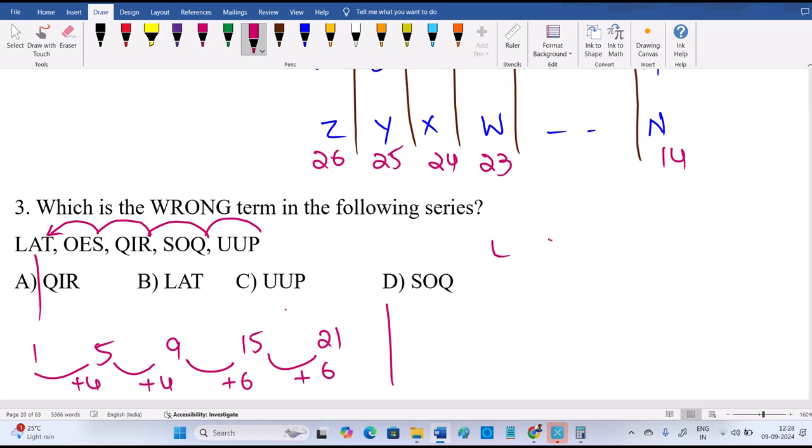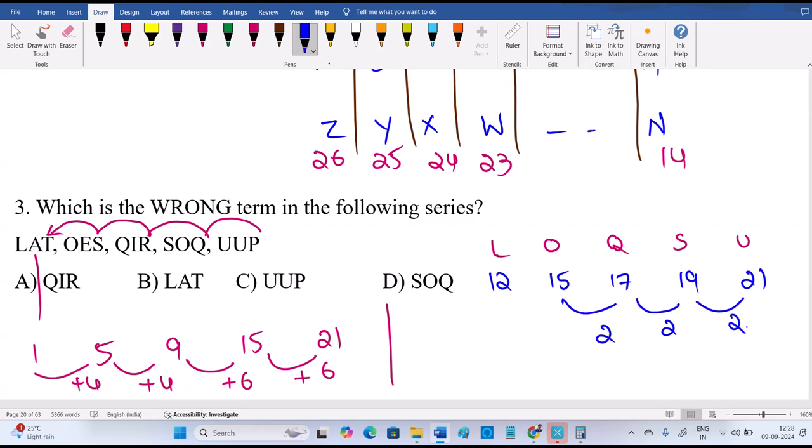L, O, Q, S, U. Here this is 12, 15, 17, 19, 21. Here 2 gap, here 2 gap, here 2 gap. Here 3 gap. Instead of L, we need some other letter. So the first one itself is the trouble. Okay, that's one way. Any other logic to eliminate?